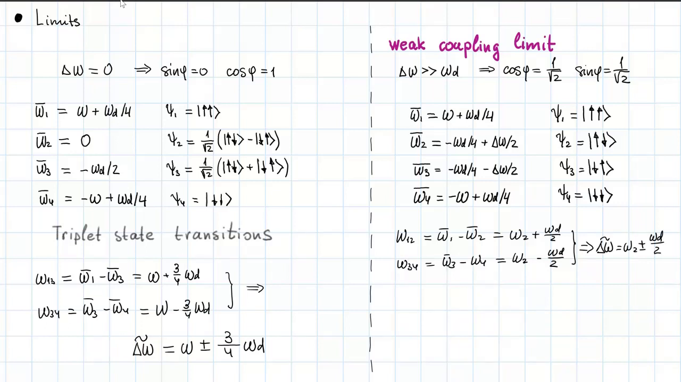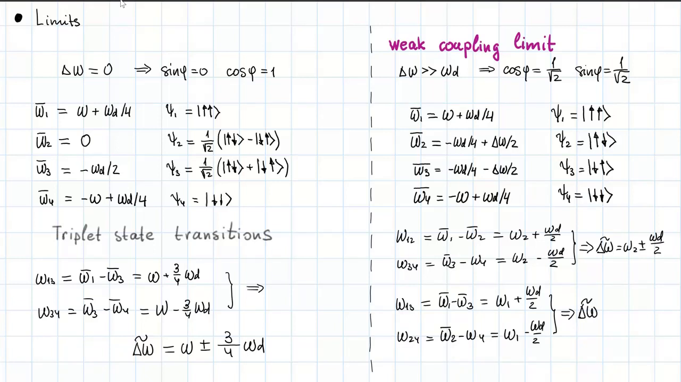Similarly, we can handle the situation when the orientation of the second spin is fixed, but the first spin is inverted. The transition frequency of these two lines can be written as delta omega with wave is equal to omega 1 plus minus omega d divided by 2.